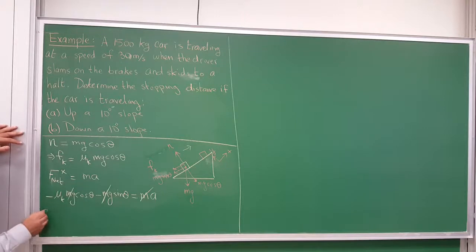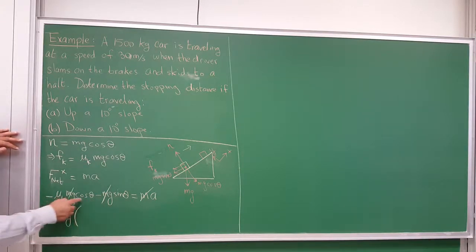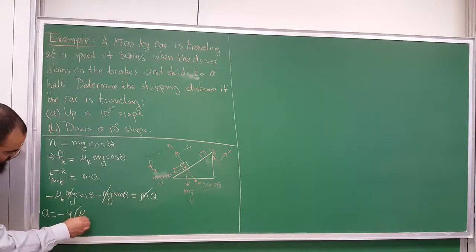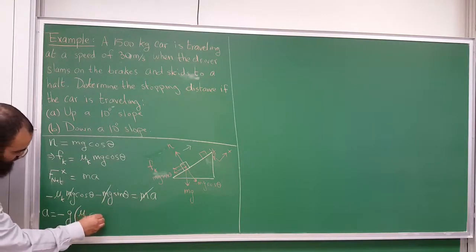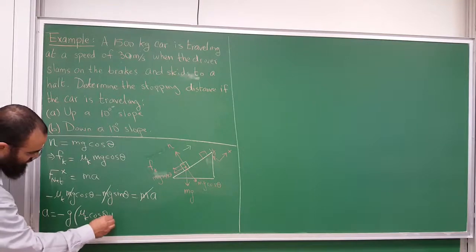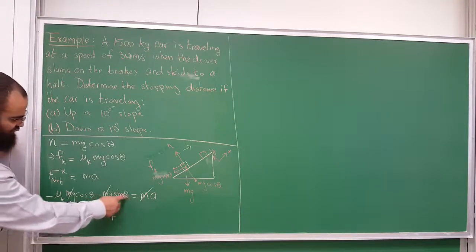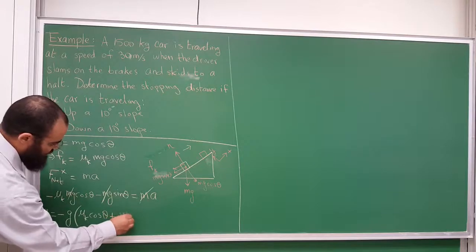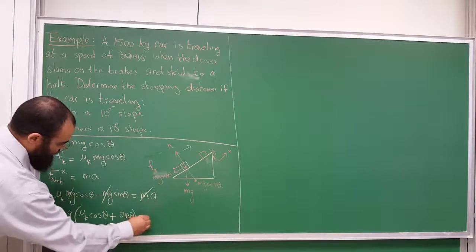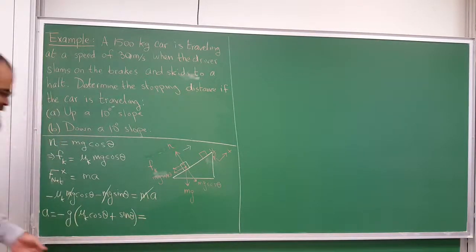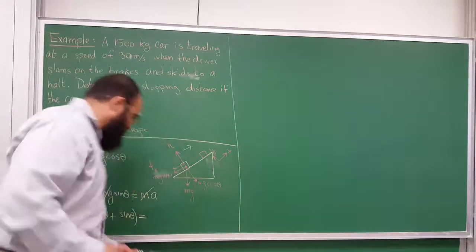Notice the mass does not matter. And so we get that the acceleration is equal to negative, I would factor the minus sign, I would factor the g also, g. And what's left? I would have mu k cosine theta plus, if you take the minus sign and the g, you just have the sine of theta. And so let's calculate the acceleration. Plug in the numbers.